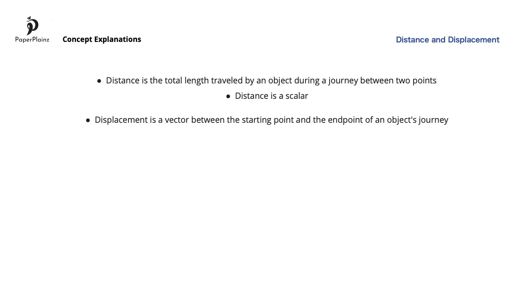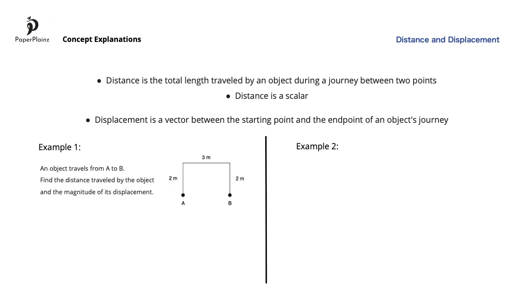Let's see two examples to better understand these concepts. In the first example, an object travels from A to B, as shown on the diagram, and we have to find the distance traveled by the object and the magnitude of its displacement. Let's start with distance. Distance is the total length traveled by this object during its journey from A to B.